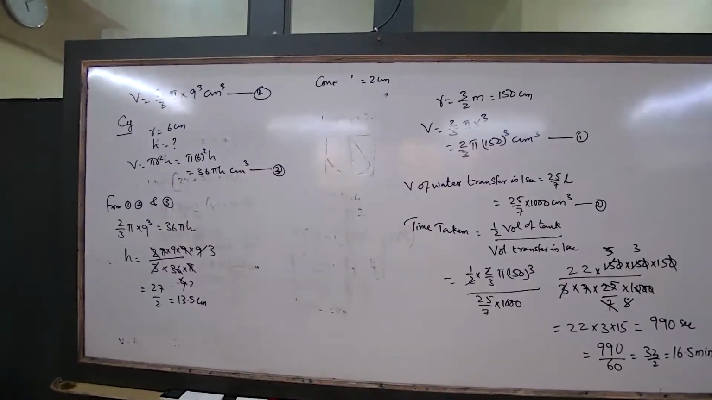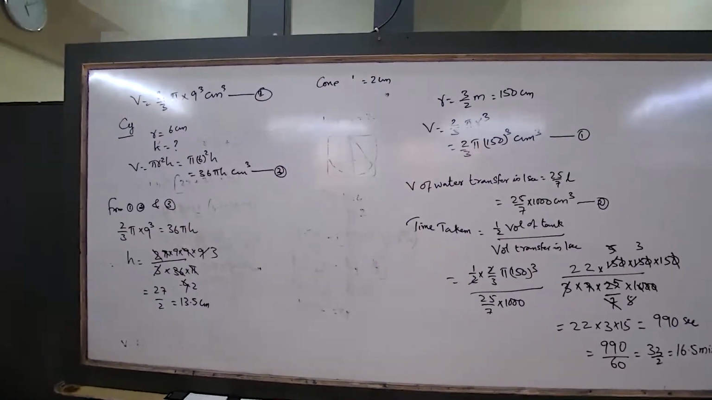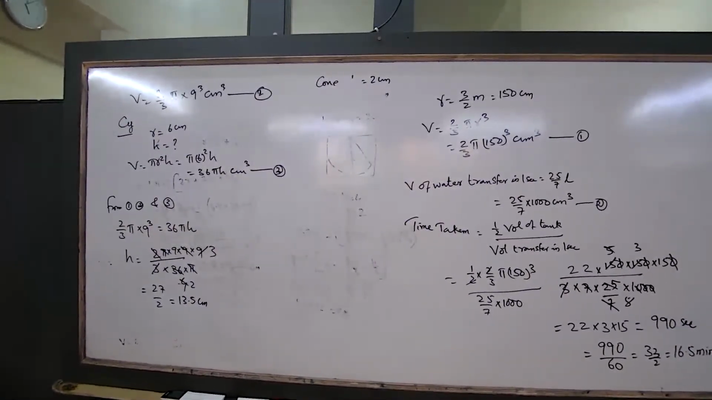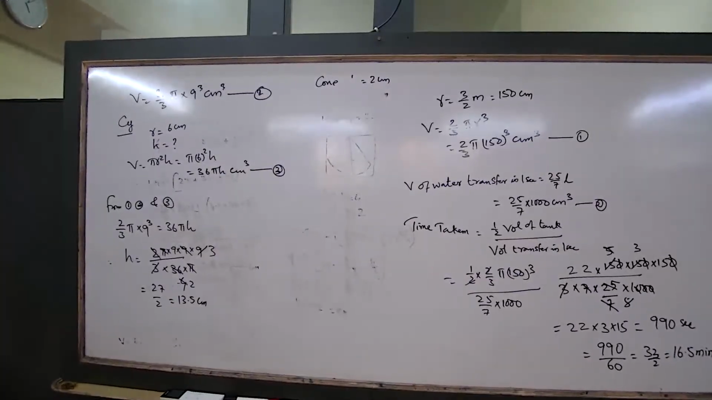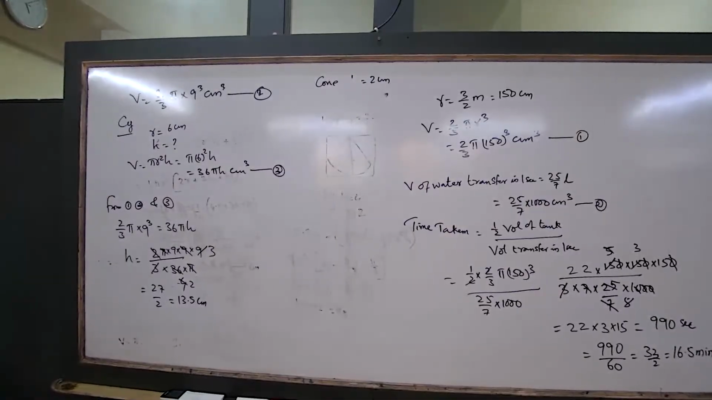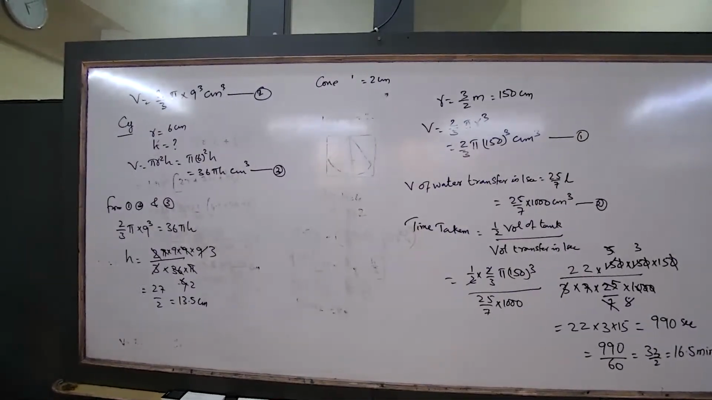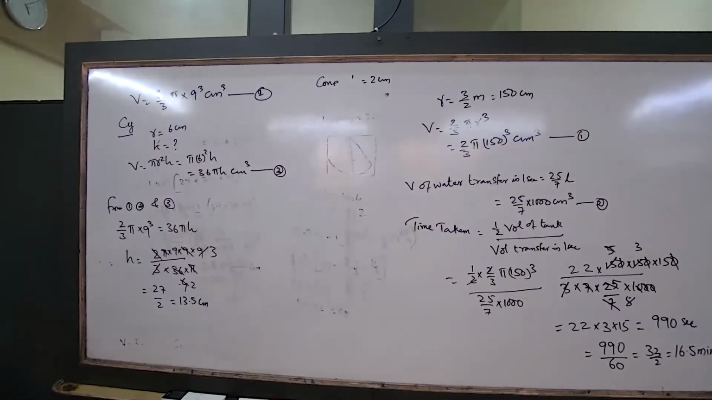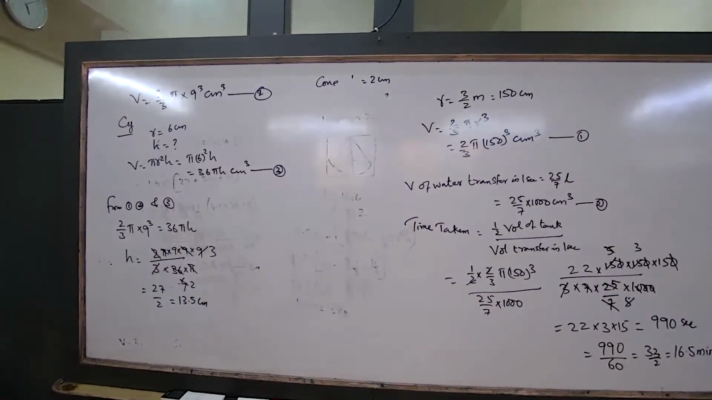What happened? Did you read the question? First statement is written. Wooden toy is made by scooping out a hemisphere of same radius from each end of the cylinder. There is a cylinder, one hemisphere is removed from the top, one hemisphere is removed from the bottom. Therefore, what is the volume of the full cylinder minus volume of the two hemispheres? Okay, so first statement right.